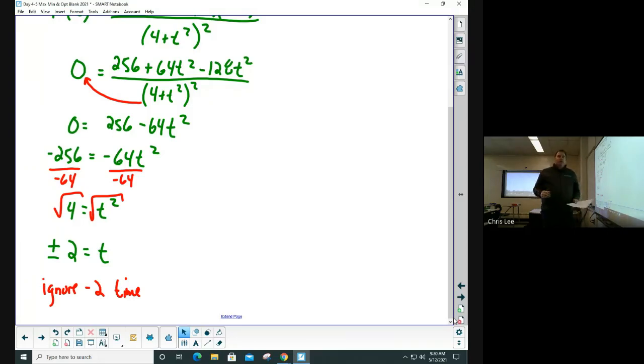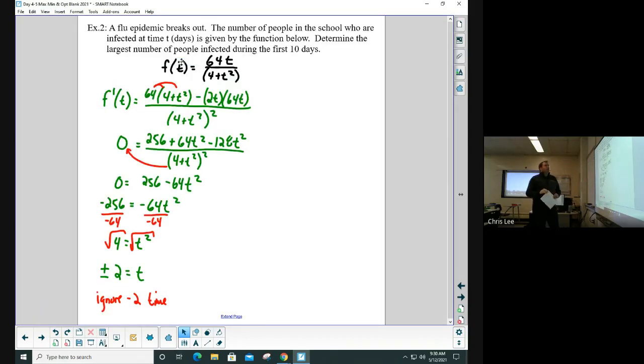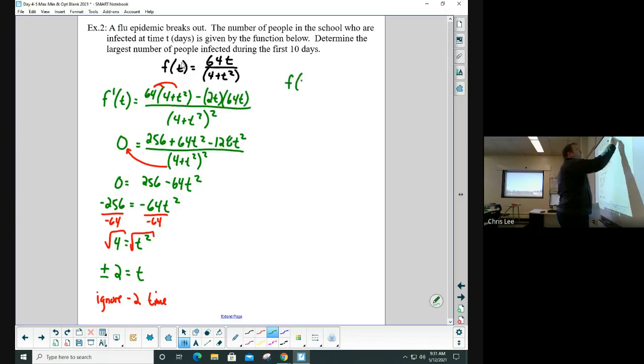Now what we have to do is check the endpoints. Now I didn't give you an interval specifically in this question, but I did mention that I want to know the largest number of people infected during the first 10 days. So we know that day two is a possibility, but we should consider the endpoints in the first 10 days. That means I've got to check f at 2 as a possibility, f at 0, except 0 you know is going to be 0, and f at 10.